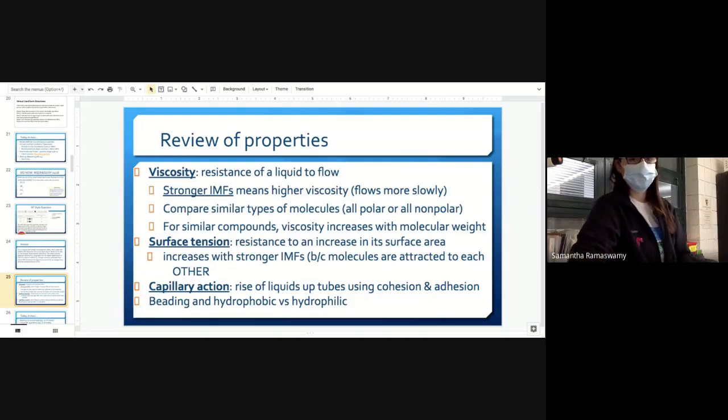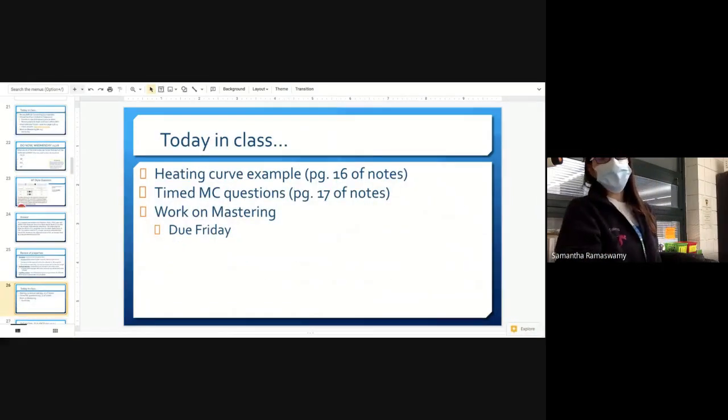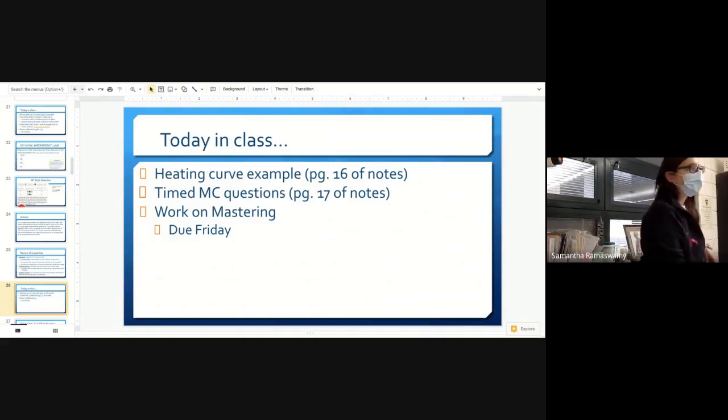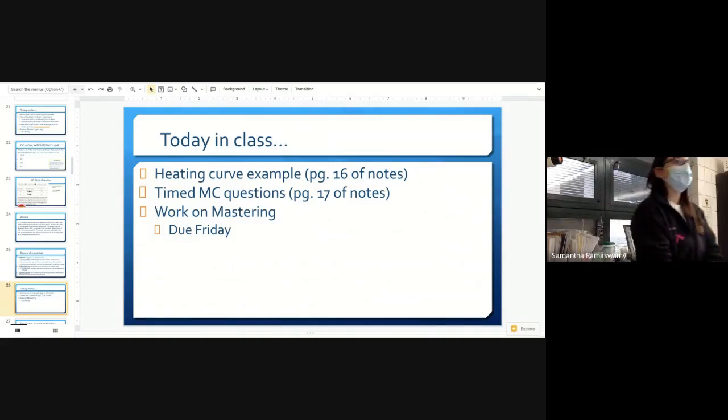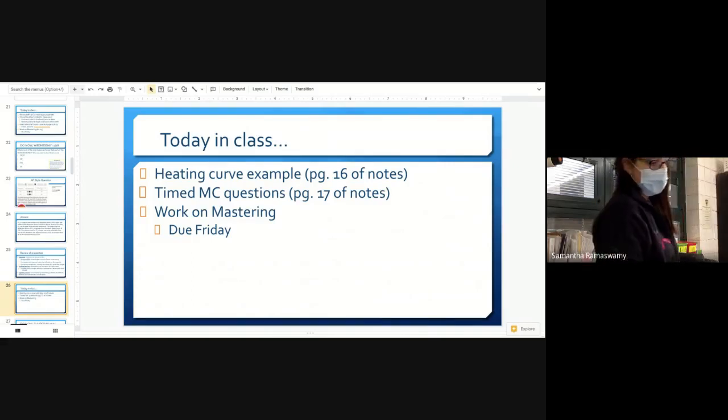So today what we're going to do is go through a heating curve example. It's on page 16 of the notes. This is the most math that we're going to get into in chapter 11, and it's going to bring back mC delta T, things like that. We're going to look at 3 multiple choice questions, and then you're going to have time to work on mastering.